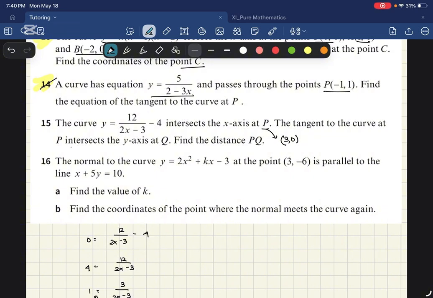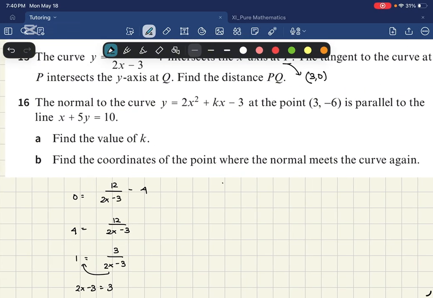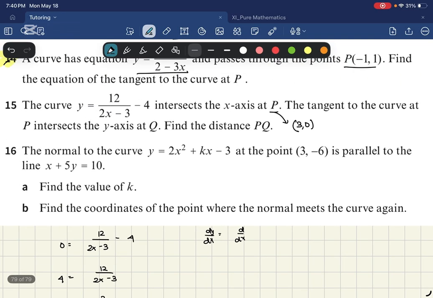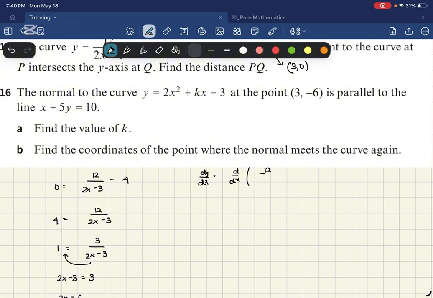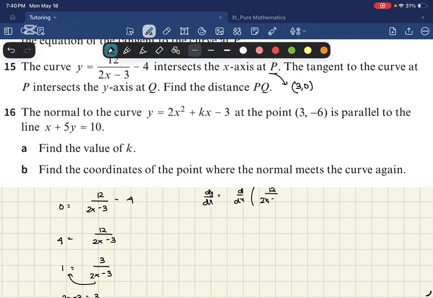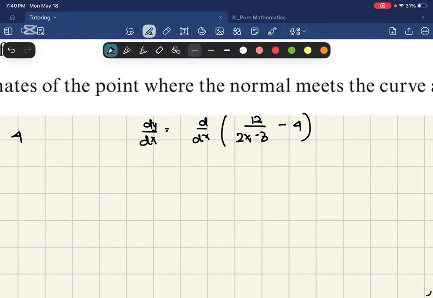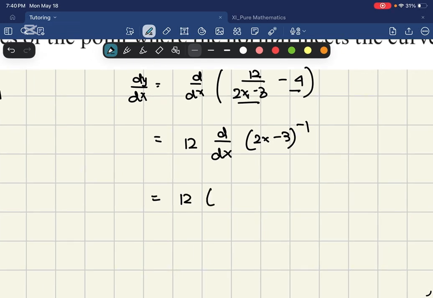So the tangent to the curve at P. We want to find dy by dx, and that is just d by dx of this expression, 12 over 2x minus 3, minus 4. And you differentiate it. Minus 4 differentiates to 0, ignore it. So you have 12 d by dx of 2x minus 3 to the power negative 1, right? We just need to differentiate the first part. So now use the power rule. Negative 1, 2x minus 3 to the power minus 2.